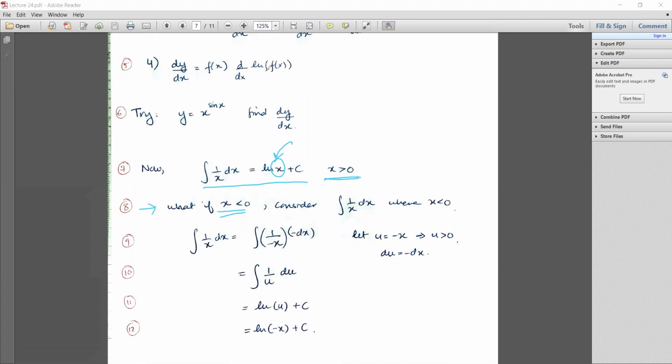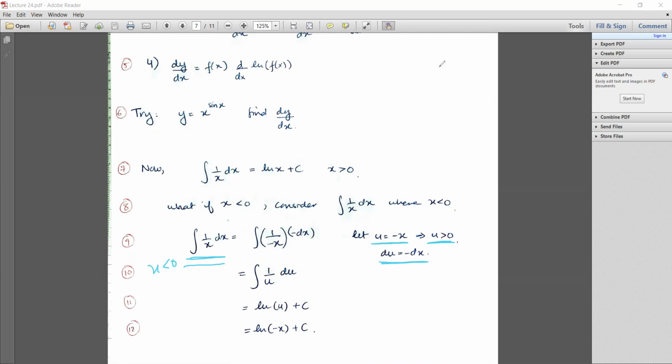So now let's consider integral of 1 over x dx, where x is less than 0. What can I do? I can use a substitution where u is equal to negative x. So if x is negative, u is positive, right? And so du by dx is negative 1, so du is negative dx.